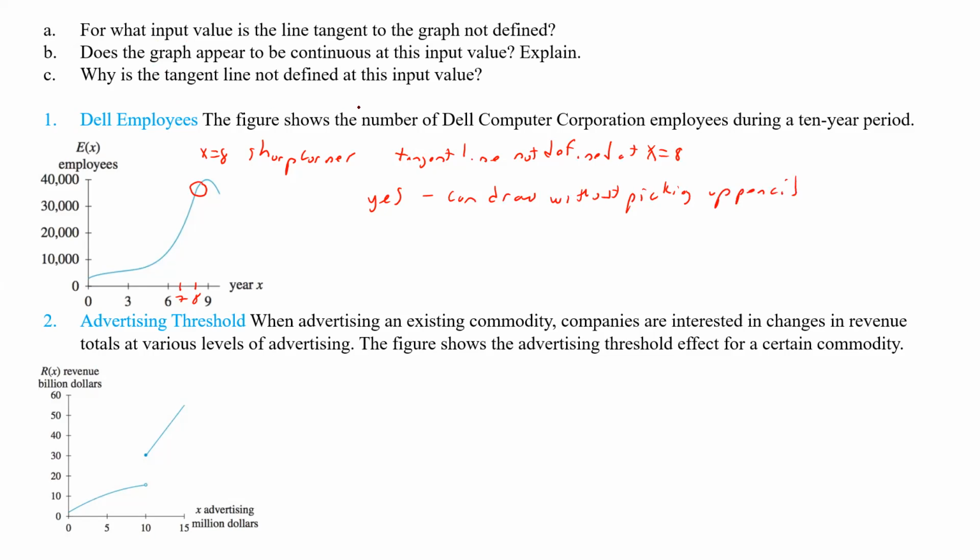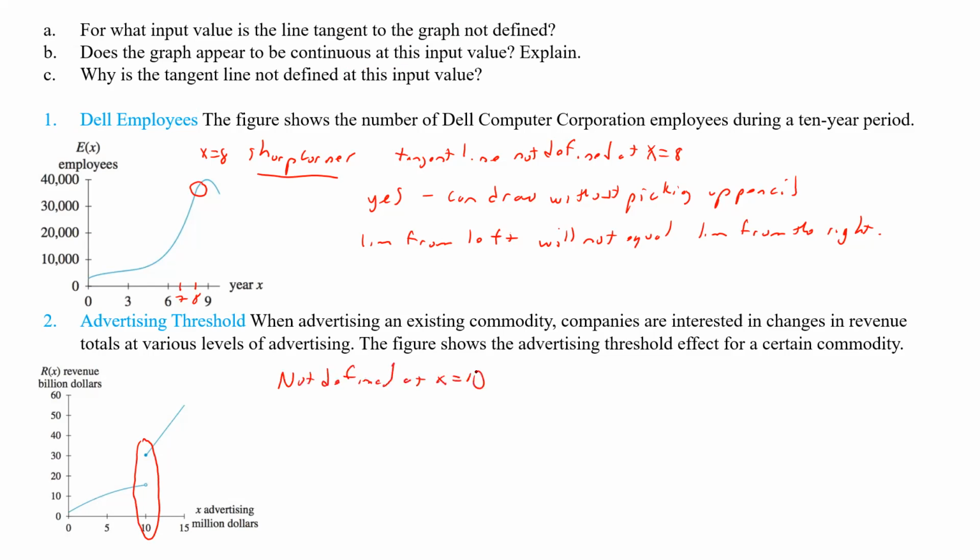Okay. Now, why is it not defined at that point? Well, that's because it's the sharp corner. So basically our limit from the left will not equal the limit from the right. Okay. What about the next one? It gives some information, but we're really just worried about the graph. What input value is the line tangent to the graph not defined? Well, it's not defined right there. So not defined at x equals 10, okay?